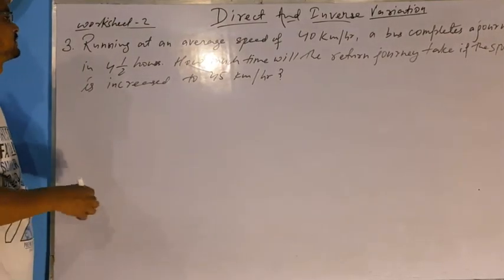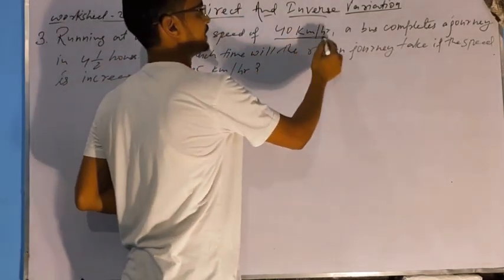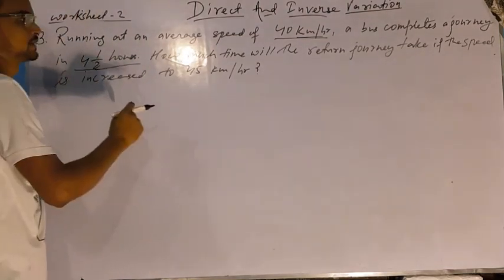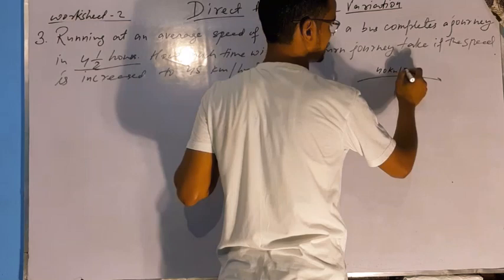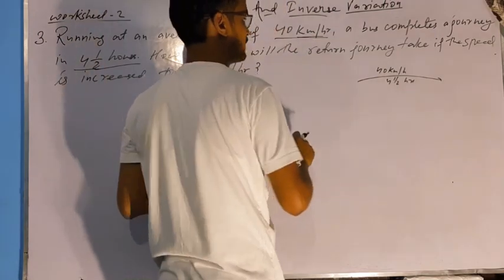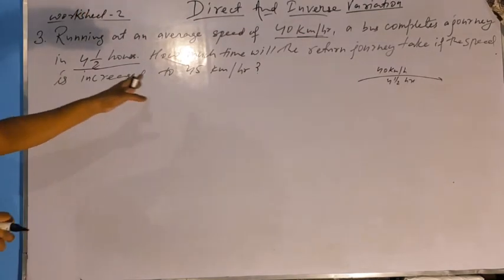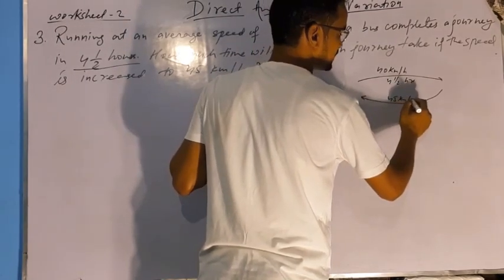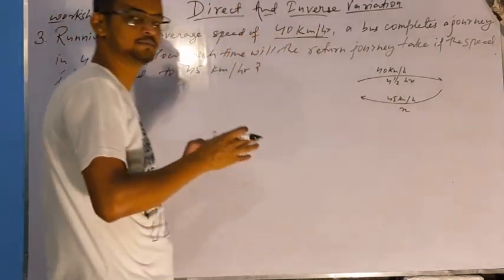Our next question is that running at an average speed of 40 km per hour, a bus completes a journey in 4 and a half hours. A bus covers some distance at a speed of 40 kilometers per hour in 4 and a half hours. How much time will the return journey take if the speed is increased to 45 km per hour? What will be the time? Let the time taken for the return journey be x.